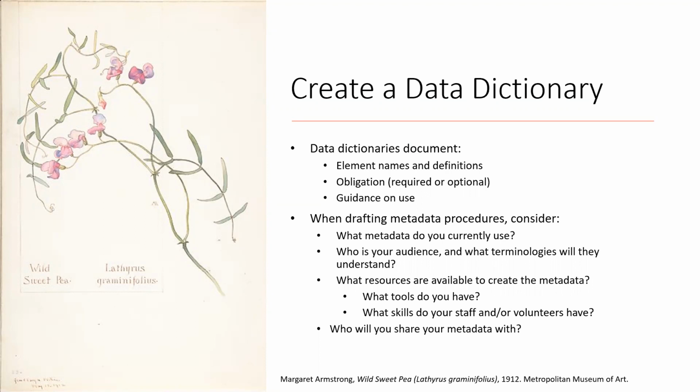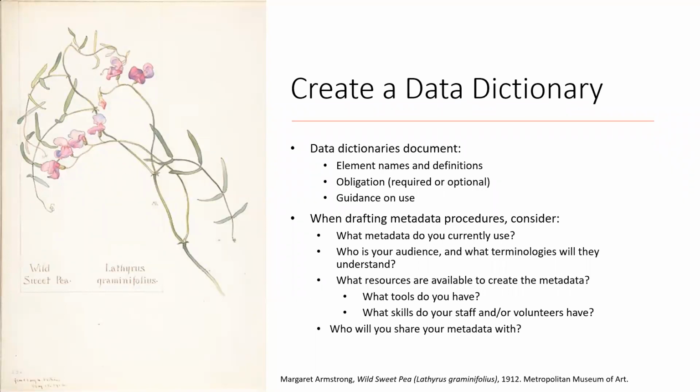A document that outlines all of these decisions is called a data dictionary. And data dictionaries document different metadata element names and definitions, an indication of whether a specific element is required or just optional to fill in, and guidance on use.